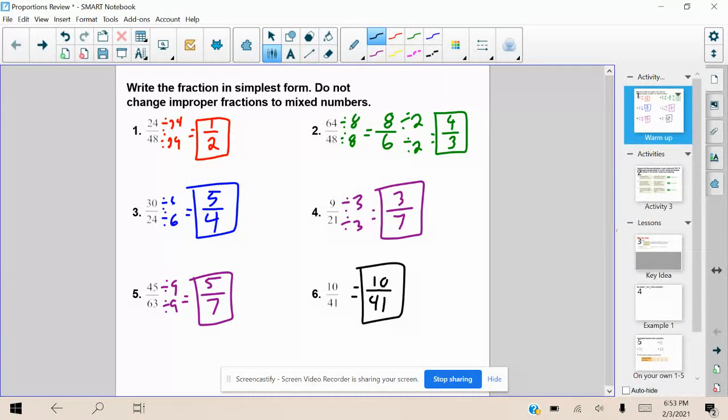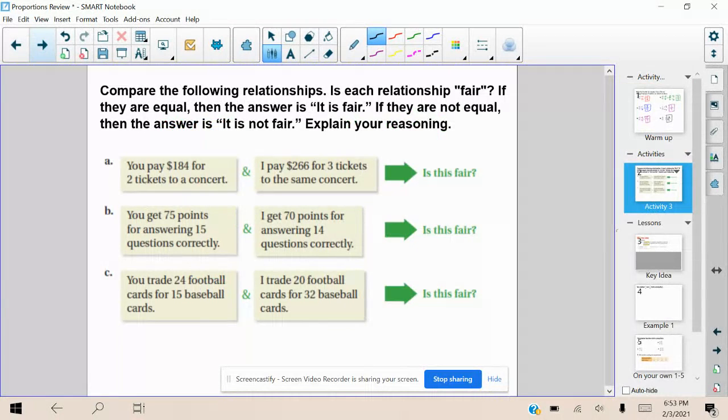Awesome. Now that this has jogged your memory, let's start to talk about relationships here. Ooh, relationships. So we're going to be comparing the following relationships. We are going to be asking ourselves, is each relationship fair? If they are equal, then the answer is it is fair. If they are not equal, then the answer is it's not fair. And please be ready to explain your reasoning. So we're going to go through each of 3 scenarios. At the end, I'm going to ask which one of these is fair and how do you know?